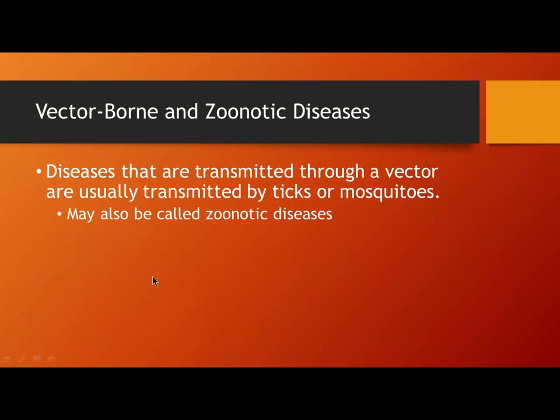All right, vector-borne and zoonotic diseases. What does that mean? Carried by another animal. I guess it would help to have this up on the screen, wouldn't it? All right, guys, we've got to start back. These are going to be transmitted through a vector. Vector-borne and zoonotic are kind of one and the same. The most common ones we think about are ticks and mosquitoes, but there are other types of organisms.